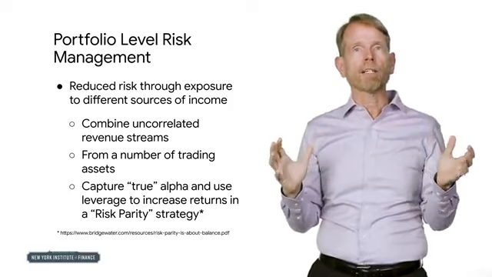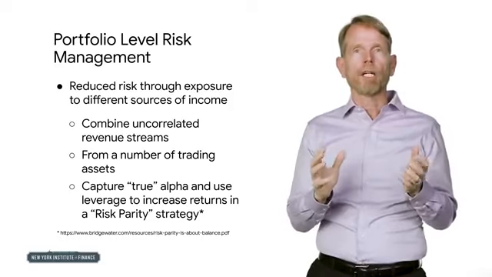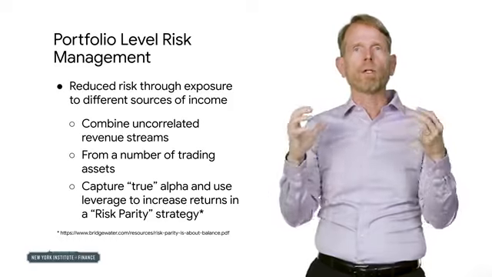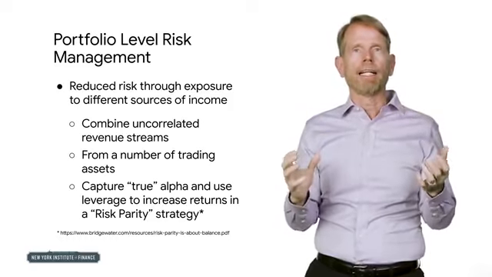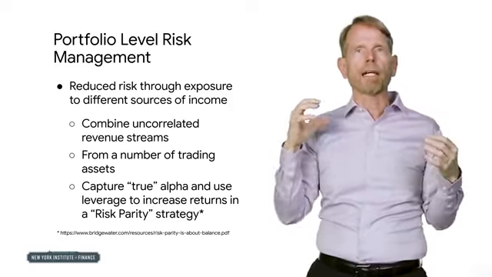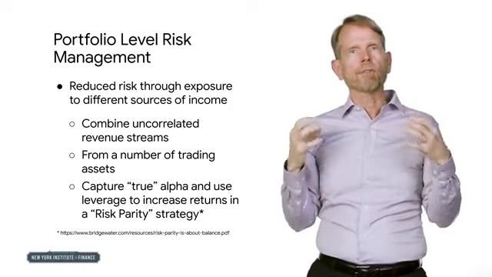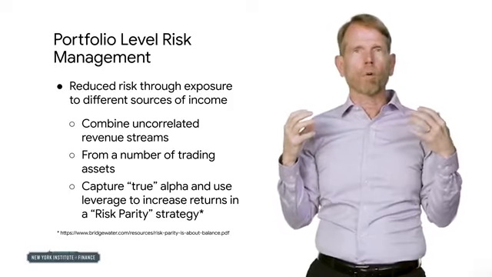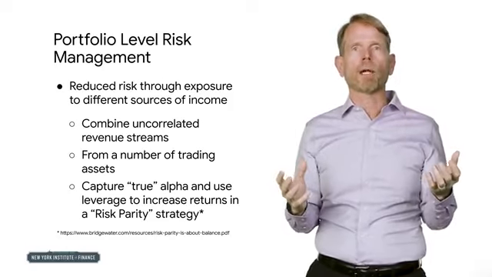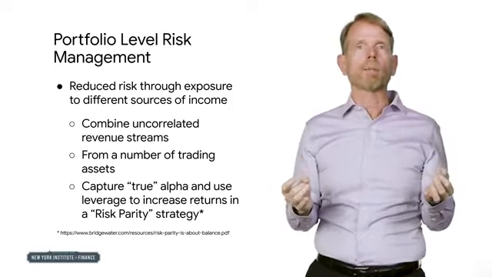By the careful mixing of uncorrelated assets, you can capture this true low-risk alpha. This gives you the ability to add leverage and greatly increase your potential returns. This is the strategy that Dalio and Bridgewater have used successfully in their risk parity approach, which is described in the links shown.